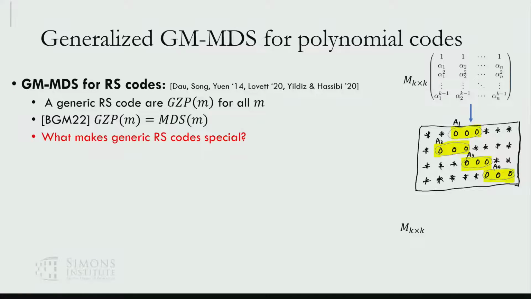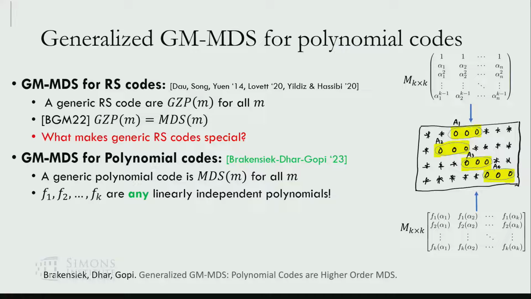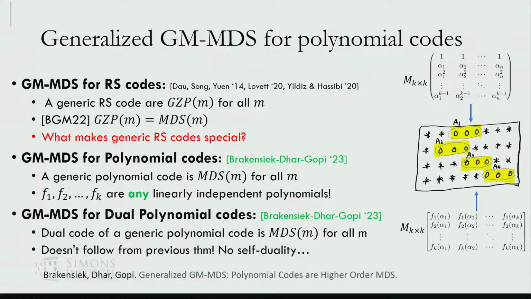But what makes Reed-Solomon code special? We still don't completely understand, but what we show is that actually any polynomial code will work. But maybe there is something much deeper. So you're saying that you can take evaluations of any polynomials as long as they're linearly independent. You can always do a basis change and get any generic zero pattern. And this is also true for the dual code of such a code, which is not obvious, because Reed-Solomon codes are self-dual. But if you take arbitrary such polynomials, the dual doesn't have the same structure. So you need to reprove the GM-MDS theorem for them as well.